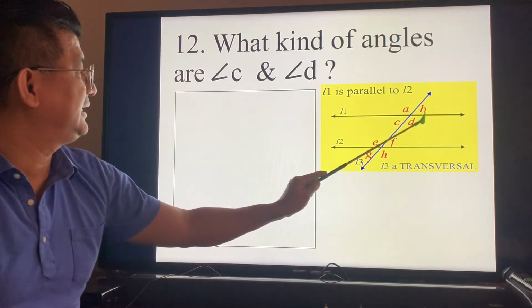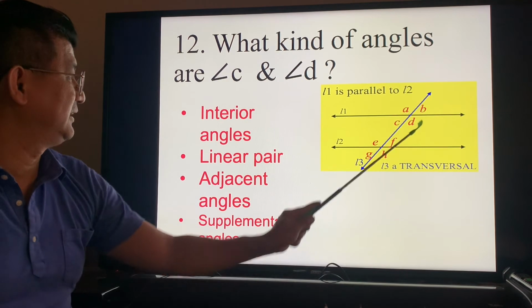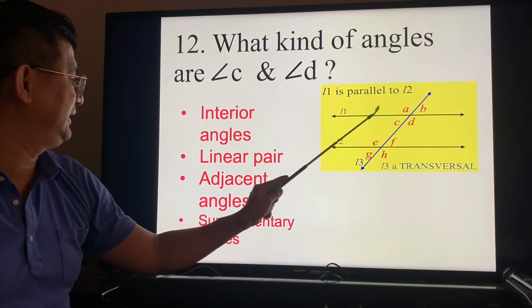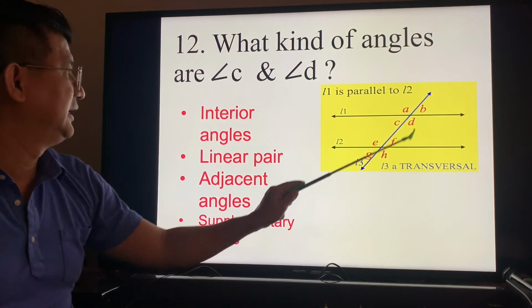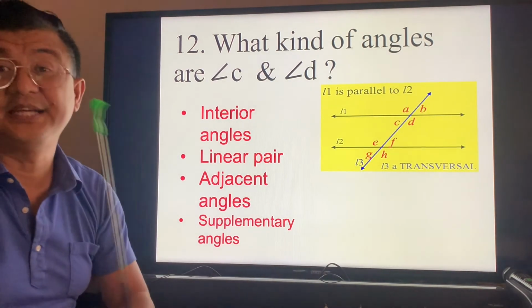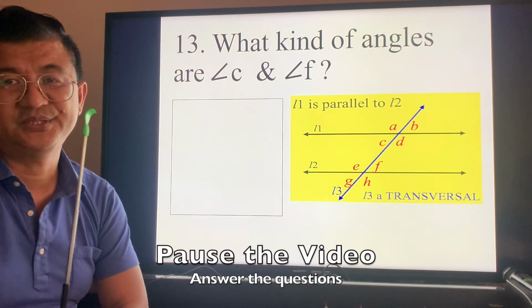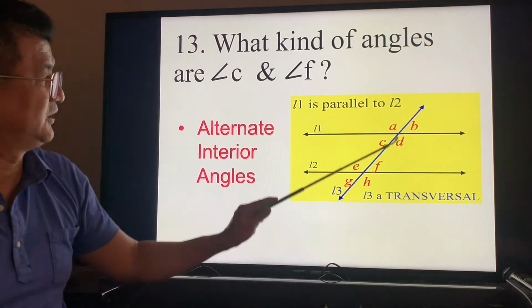C and D are what? Ooh, there are many names for that. Interior angles, they are a linear pair, they add up to 180. C and D, they are adjacent angles, and they are supplementary. They add up to 180. Pause. Answer. Alternate interior angles. Look at the location.